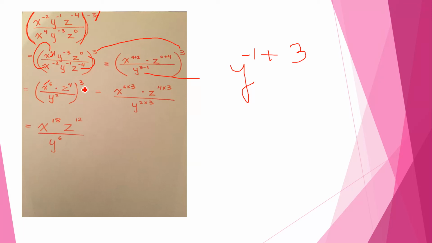And now this will equal to x, you have to multiply. I told you that this 3 belongs to this, to z, to y as well. So 6 multiplied by 3 is equal to x exponent 18 here. Then z multiplied by 4 is equal to z exponent 12, and 2 multiplied by 3, so y exponent 6, and this is our answer.